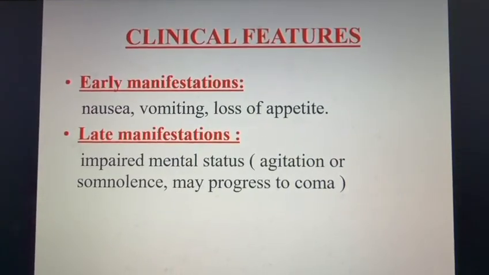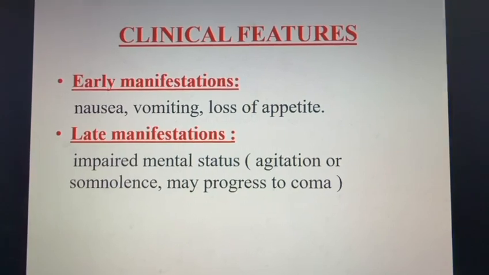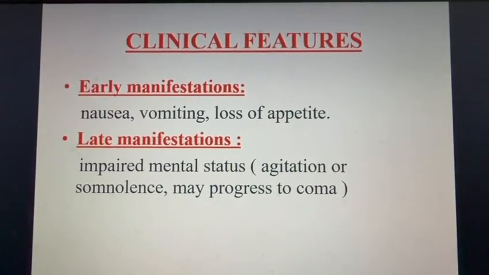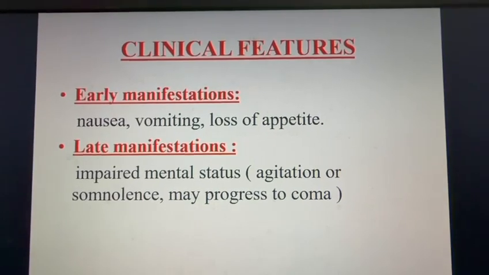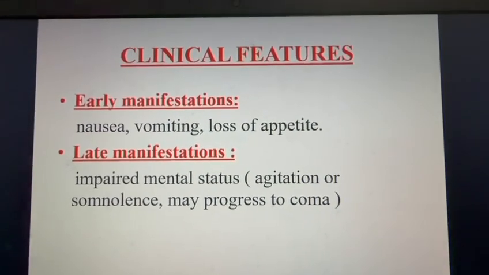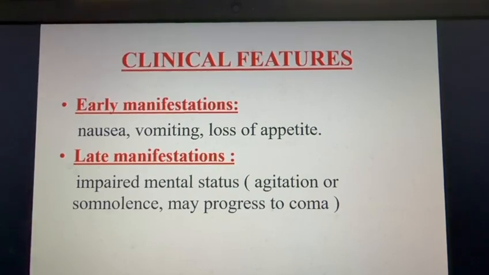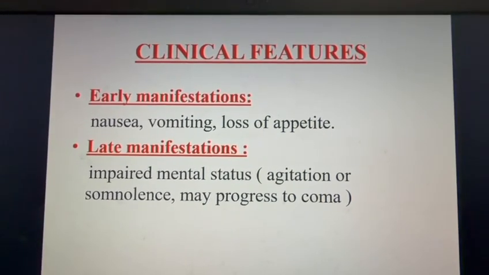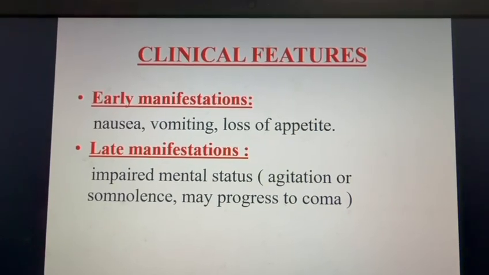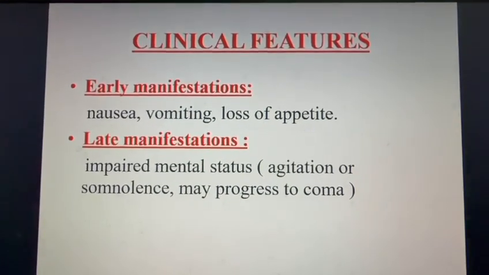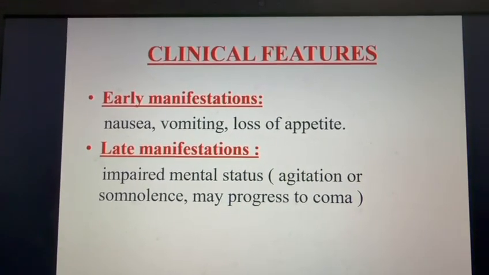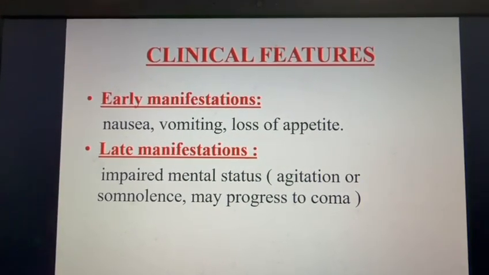So clinical features: early mild hypernatremia can cause symptoms like nausea, vomiting, loss of appetite, weakness, muscle cramps. But in severe form, or when acute and sudden, hypernatremia can cause serious manifestations like impaired mental status in the form of agitation or somnolence, or it may progress to coma and even death. It carries a very high mortality.